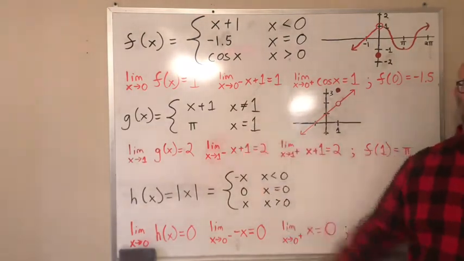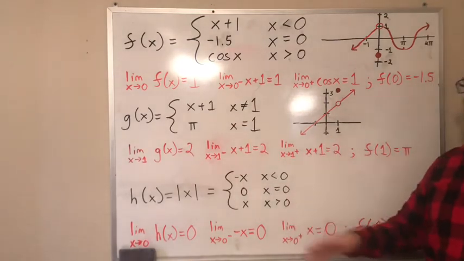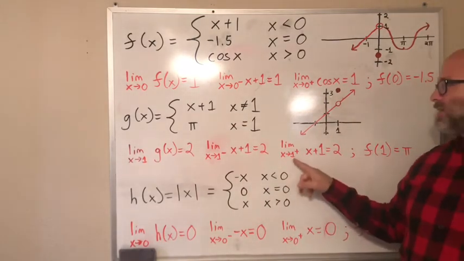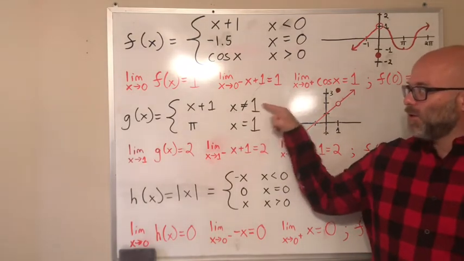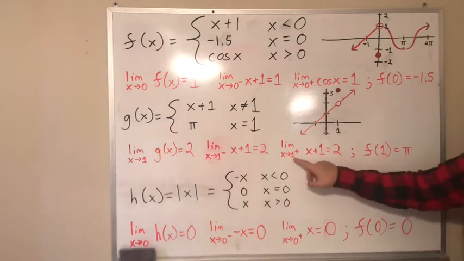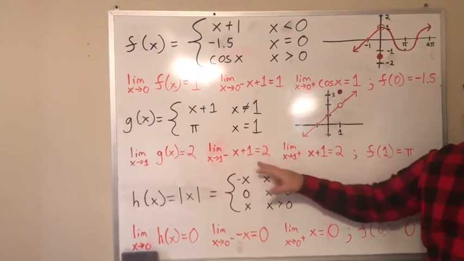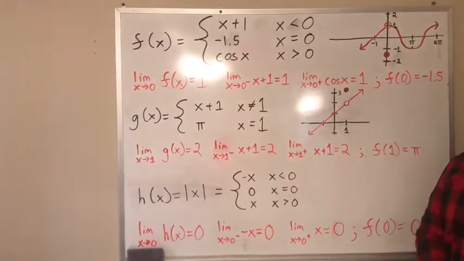How about the right-hand limit? Might you use the top piece or the second piece? Still the top piece. Why? Because when x is greater than 1, that's this. X is not equal to 1. The only time you'd ever use this function is when x equals 1, and that's not what we're saying. So again, plug in 1, you get 2. If the right-hand limit and the left-hand limit are the same, then the limit equals 2.